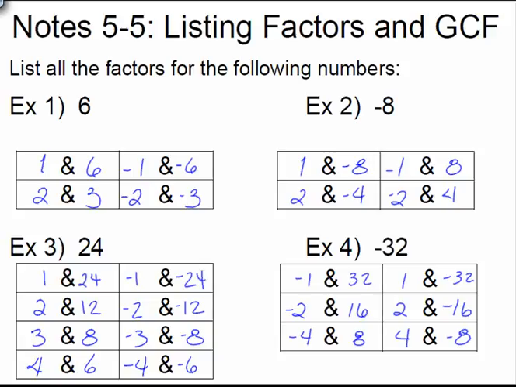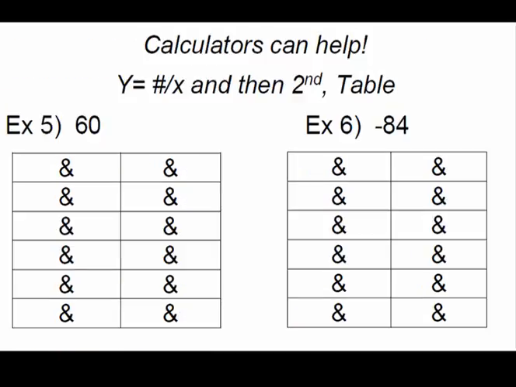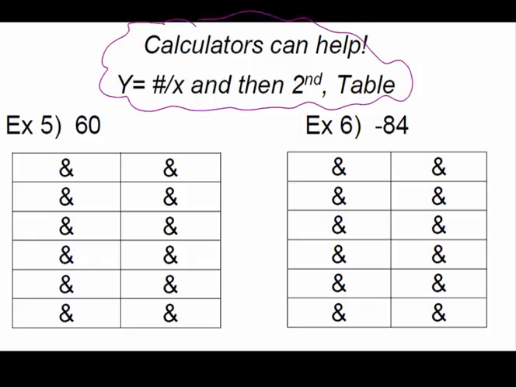Now we have some nice handy-dandy technology that can help us out, because sometimes it gets difficult making sure we get all the factors. So here we're going to use a calculator. It says calculators can help. They tell us if we get a little calculator and go to where the y equals is, we take what our number is, divide it by x, and then hit second table. That will help us see what we need.